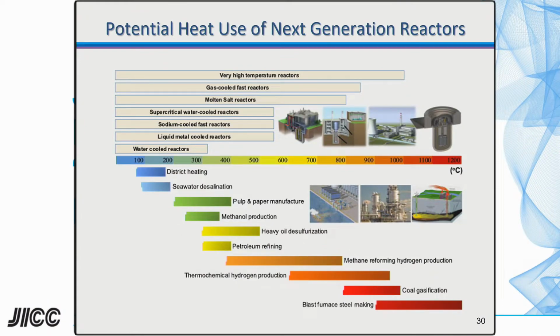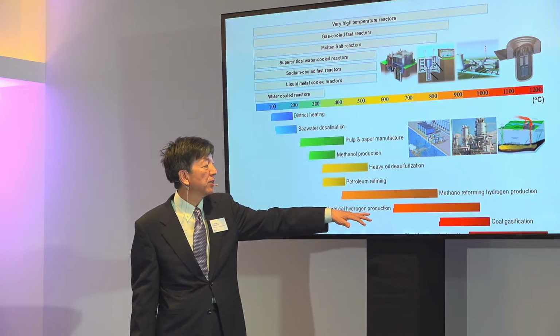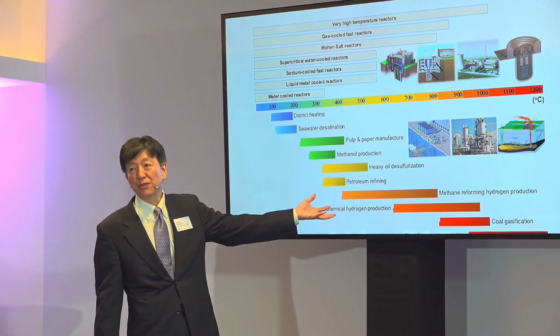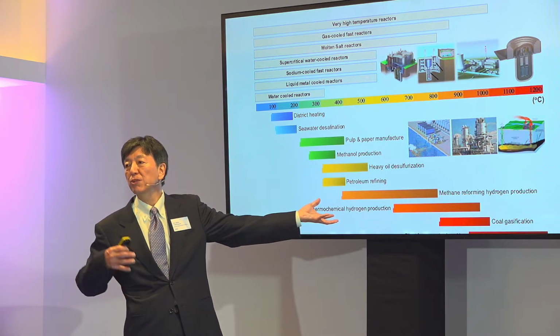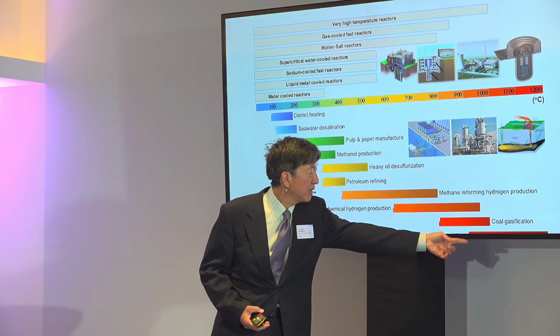However, if we use the liquid metal reactor, sodium cooled reactor, supercritical water reactor, molten salt reactor, gas cooled fast reactors, and very high temperature reactors, the potential of nuclear system is expanding. Especially here, we can generate hydrogen, the methane reforming hydrogen production, and the thermochemical hydrogen generation, and these could be used to reduce the carbon emission in the transportation sector. And in addition, coal gasification, and one more here.